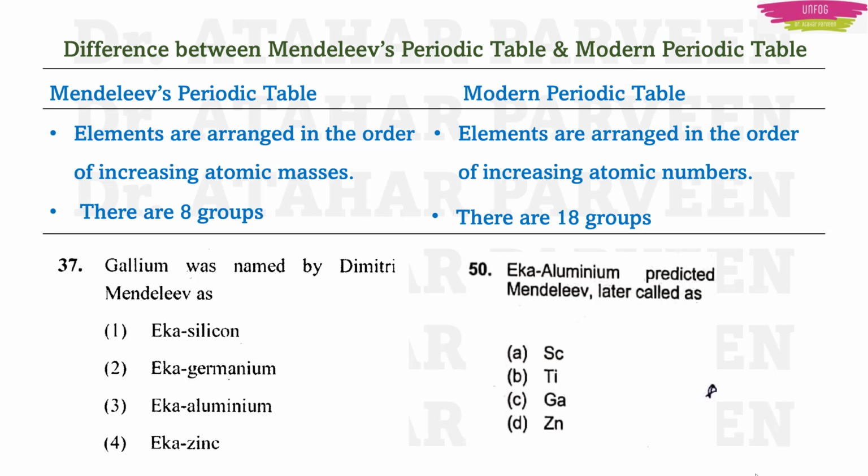The question is, gallium was named by Dmitry Mendeleev as, of course it was named as Eka aluminium. The same type of question in a twisted manner was asked in GPSTR. Eka aluminium, predicted by Mendeleev, was later called as, it was gallium. So gallium's earlier name is Eka aluminium, or Eka aluminium's name is gallium. So that's why I told you that every point in this class is very, very important.